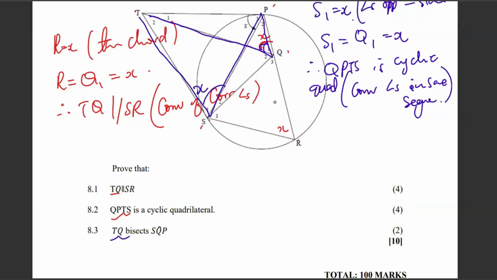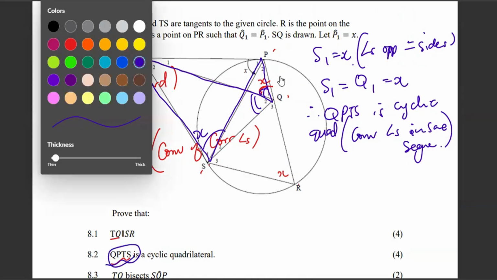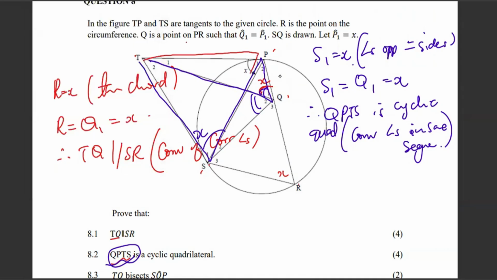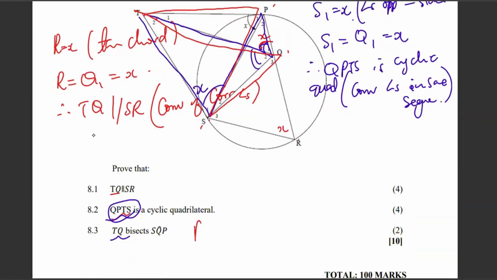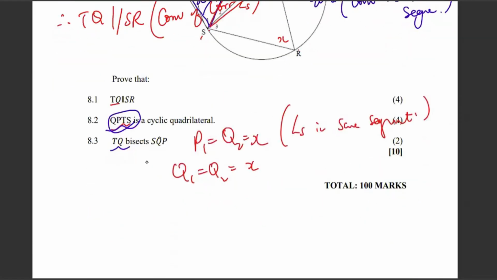And then can we prove that TQ bisects SQP? The question just wants us to find the size of Q2. If we can prove that Q2 is X, then we're good to go. Since we've proved that this is a cyclic quad, angles in the same segment can also be applied here, because there's a bow tie. So P1 is the same as Q2, which is X, angles in the same segment. Then Q1 is the same as Q2, which is X. Therefore TQ indeed bisects SQP.